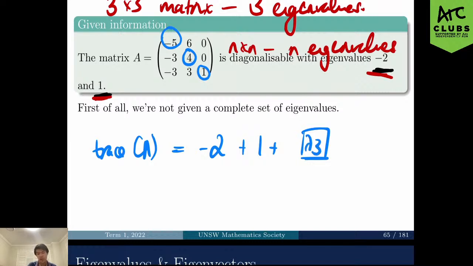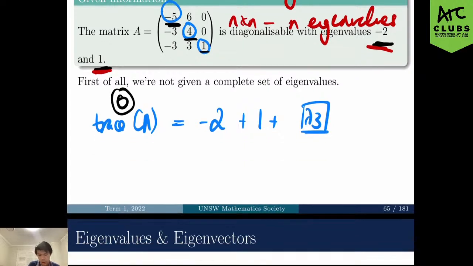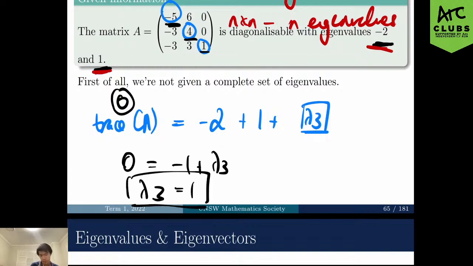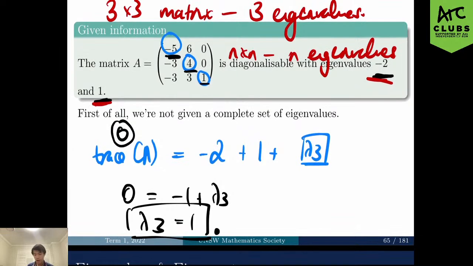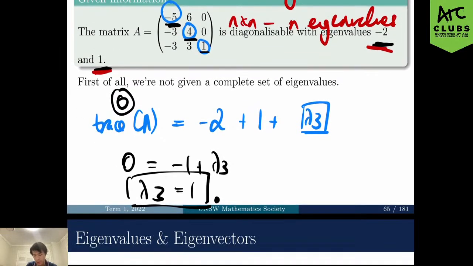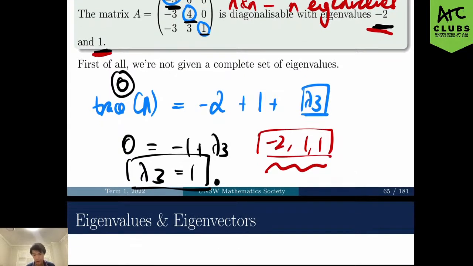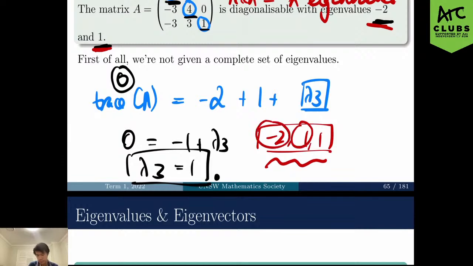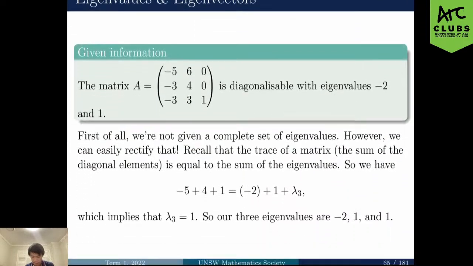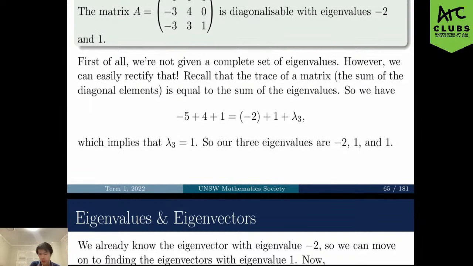So what's the trace in this case? It's -5 plus 4 plus 1 equals 0. So 0 equals -1 plus lambda 3, and hence lambda 3 equals 1. Cool. That's our remaining eigenvalue. So we know we have eigenvalues -2, 1, and 1. That means that if we want to find all the eigenvectors, we can just take these eigenvalues. And that's what we've done here. The trace of a matrix is equal to the sum of the eigenvalues.